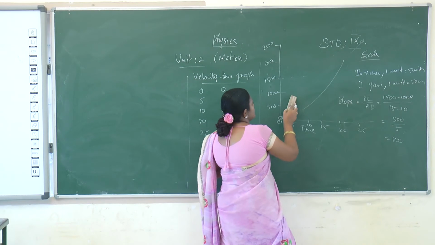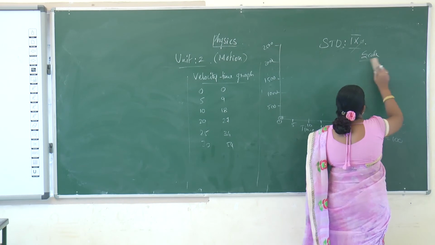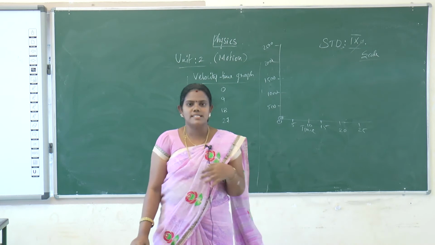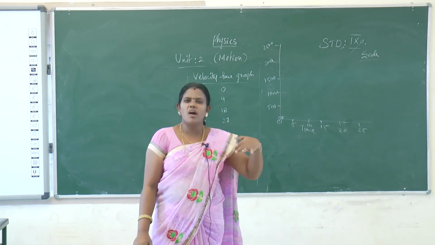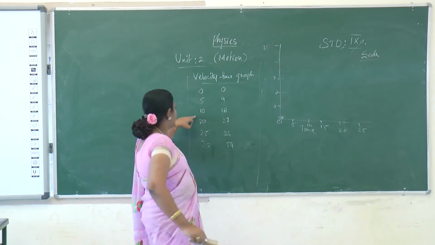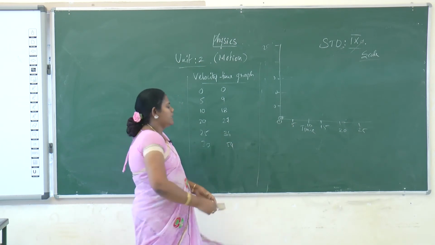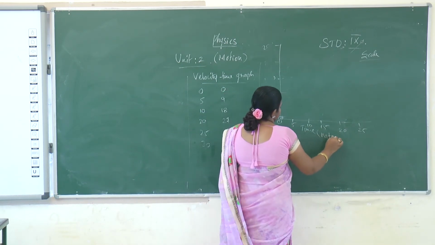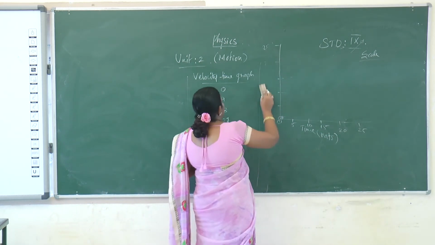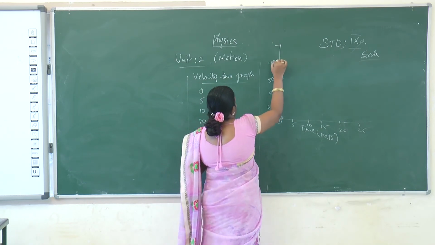You take velocity on the y-axis because sometimes the object will be moving in a uniform velocity, and sometimes in a non-uniform velocity. Suppose the object is moving with constant velocity. For example, the time given is 0, 5, 10, 15, 20, 25. You take these on the x-axis, in minutes. In the y-axis, you mention 10, 20, 30, 40, 50.